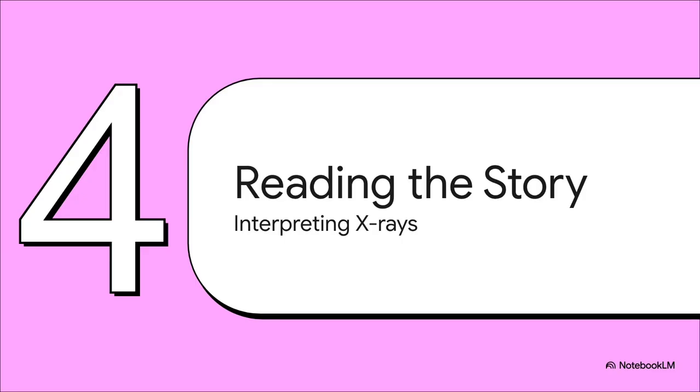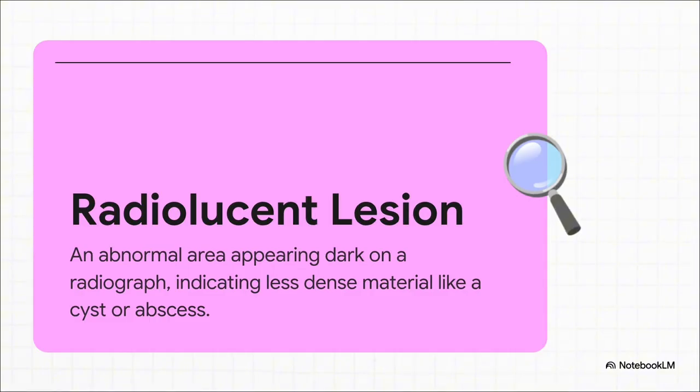All right, the puzzle is complete. The map is laid out, and now the real detective work begins. It's time to read the story that's hidden in all those shades of black, white, and gray. So one of the first things a trained eye is looking for are the dark spots. The technical term is radiolucent. Just think of it like this. Darkness means the X-rays just sailed right through that area. And that's usually a red flag.